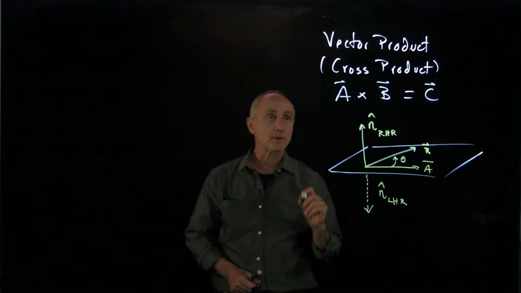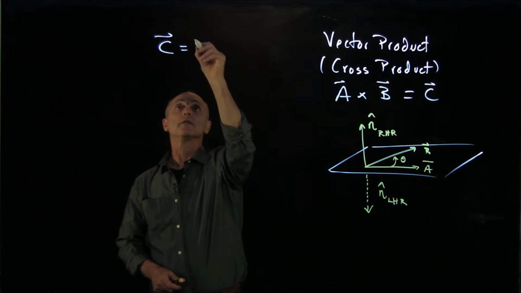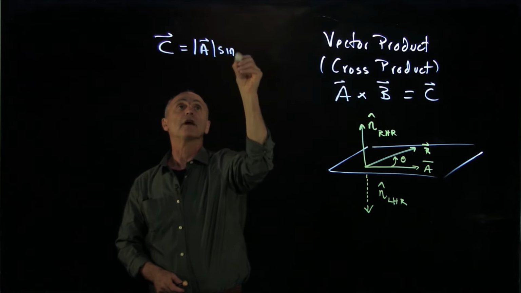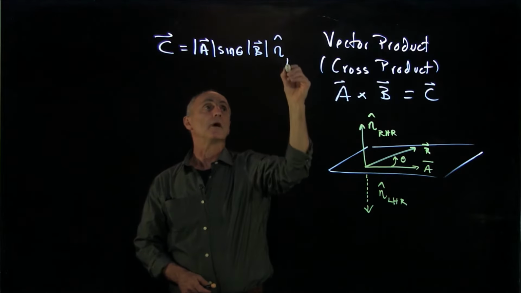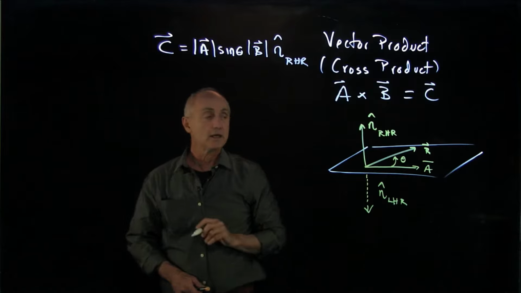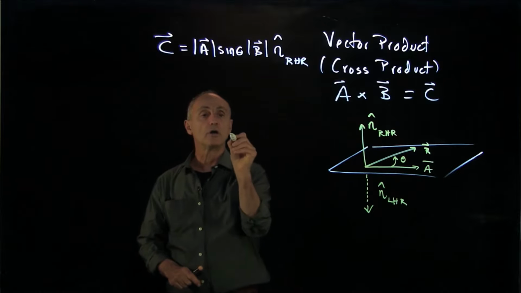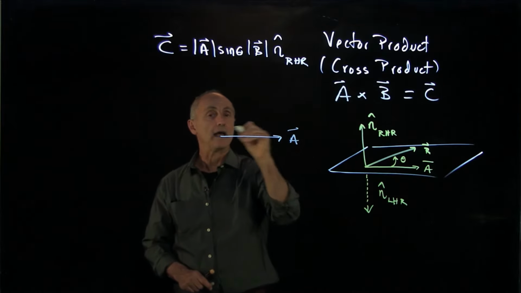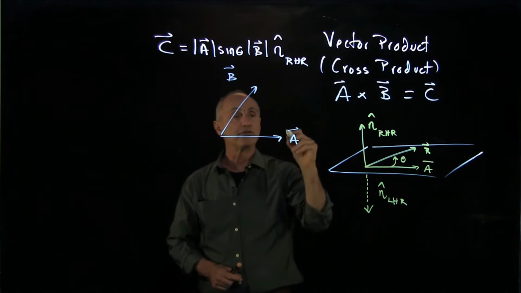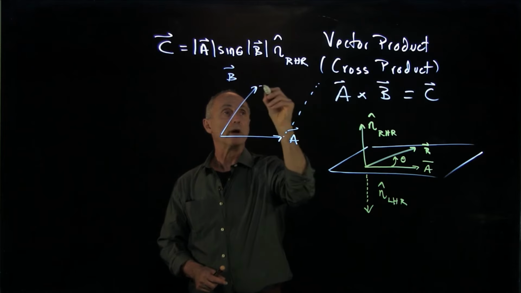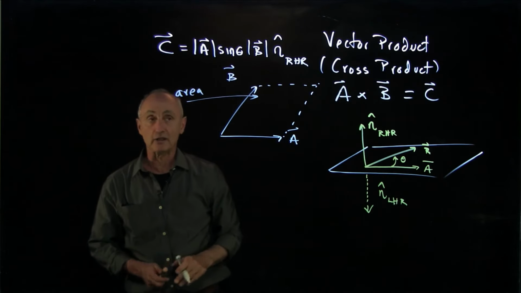And so we define it like this, that the vector C has magnitude, the magnitude of A times sine of theta, times the magnitude of B, and its direction is given by the right-hand rule. Now, one of the reasons for this definition is, let's draw a vector A and a vector B. Any two vectors define an area of a parallelogram.